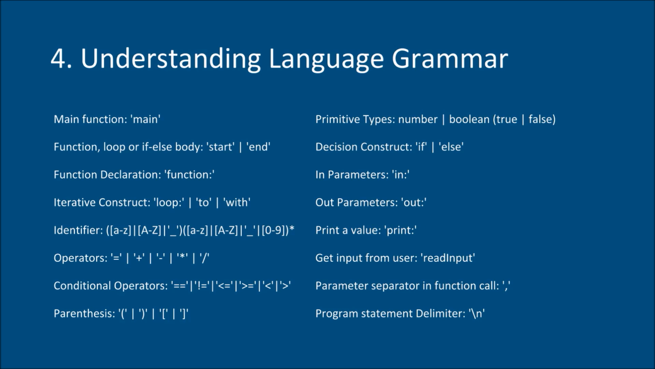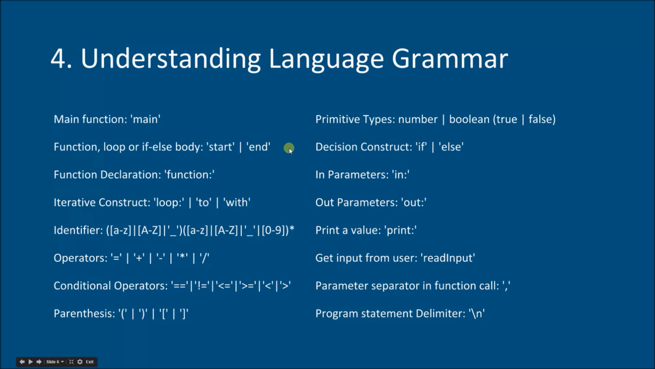Our function execution starts from main, where we have a main keyword over there. Then we have primitive types as number and boolean, which are number, colon, and then the identifier for it, or boolean, colon, and then the identifier for it.